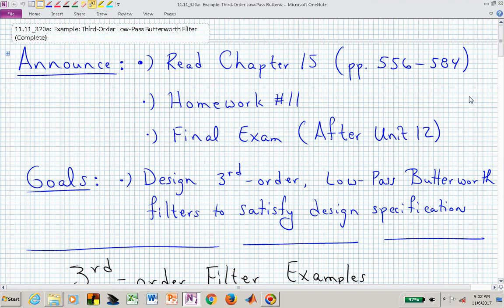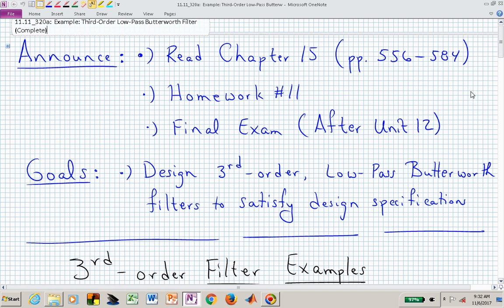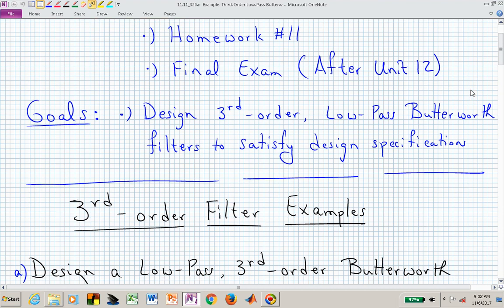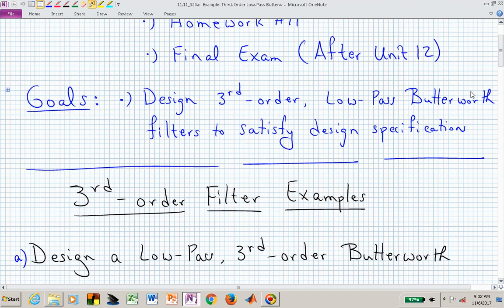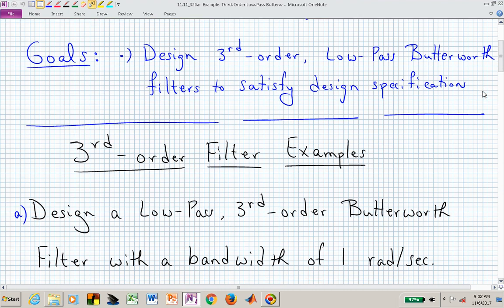What we want to accomplish in this video is actually design a couple of filters that are third order low-pass Butterworth. And those two different designs will obviously have different specifications associated with them. In the first one, our A design, let's just do something fairly straightforward. Let's design a low-pass third-order Butterworth with a bandwidth of 1 radian per second. So you can see that I've already accomplished step 1 in our 6-step procedure.